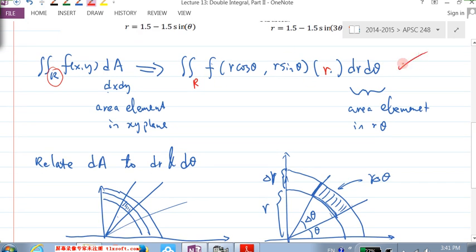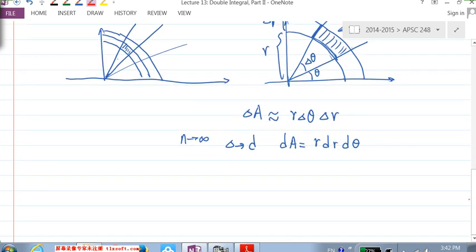Of course, the next job we need to do, in order to evaluate this, is to figure out the limits for r and theta. If we can figure out the limits for r and theta, then we can compute this double integral. So let me give you a more generic summary in terms of finding the limits, and then we'll look at examples. So, finding limits for r and theta.